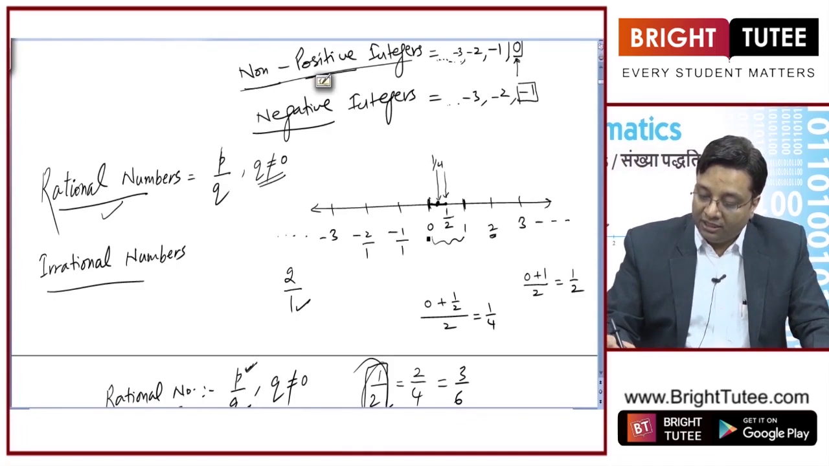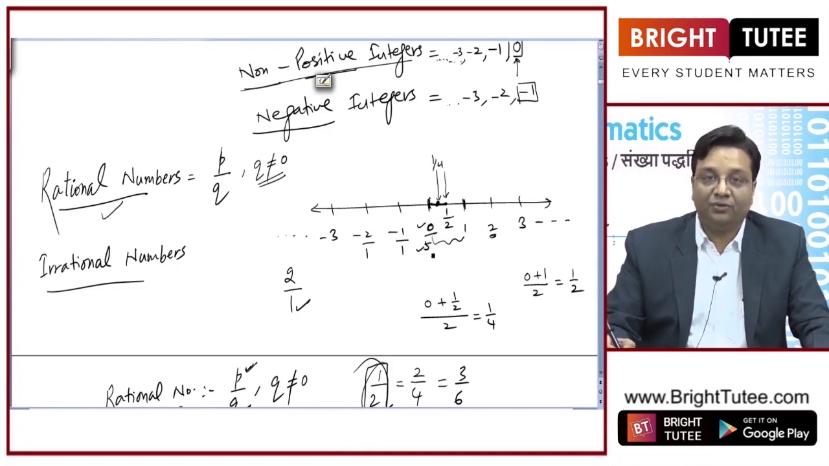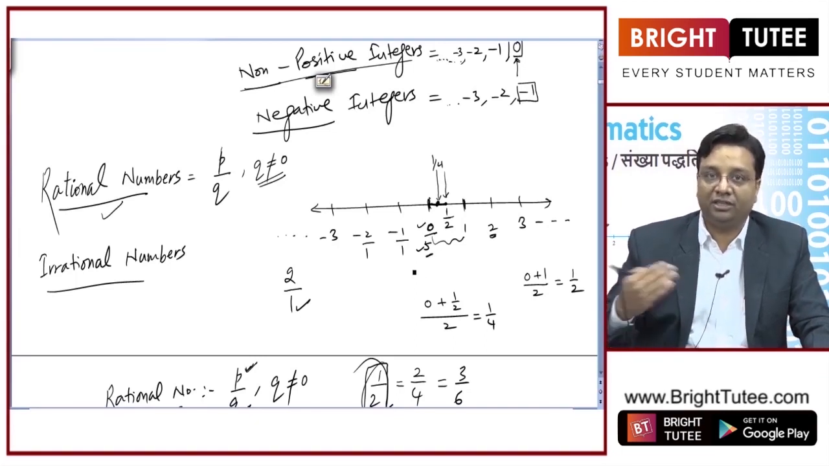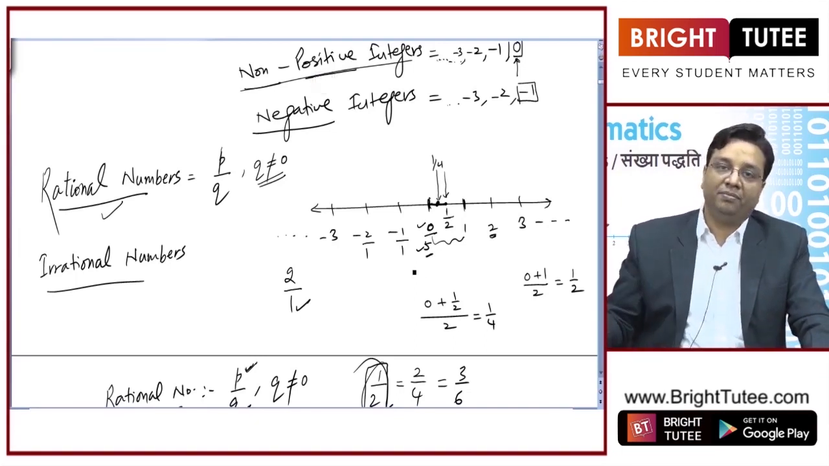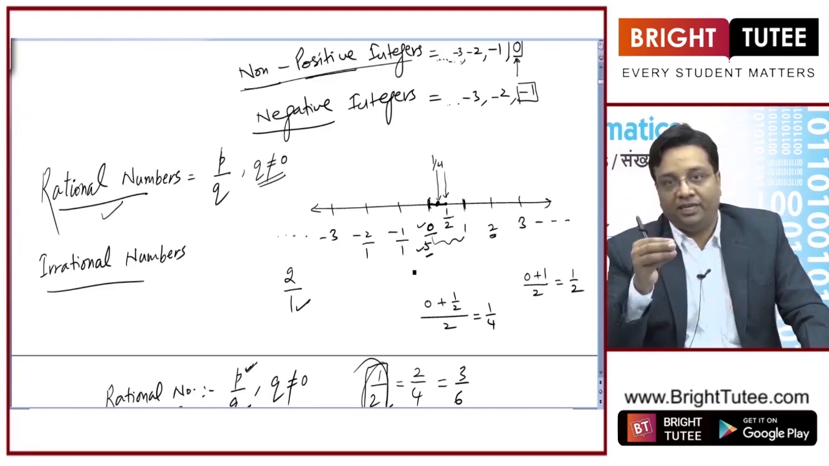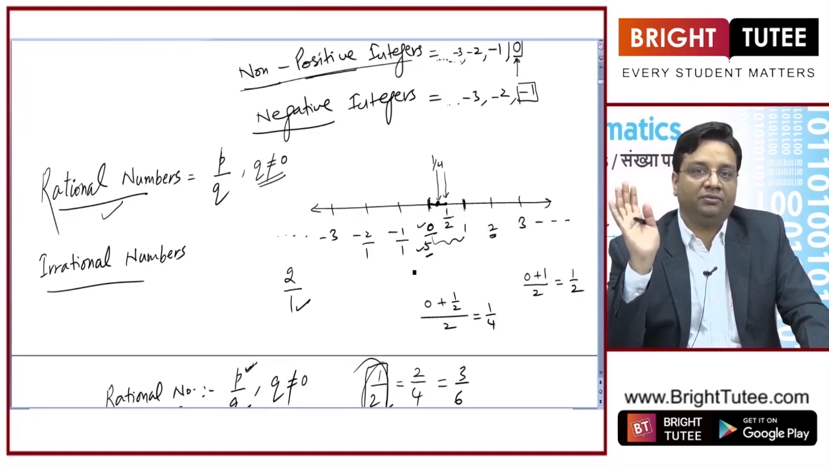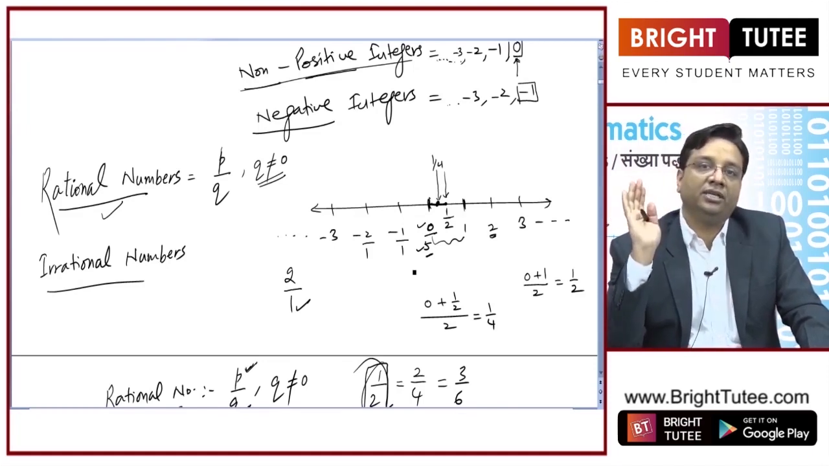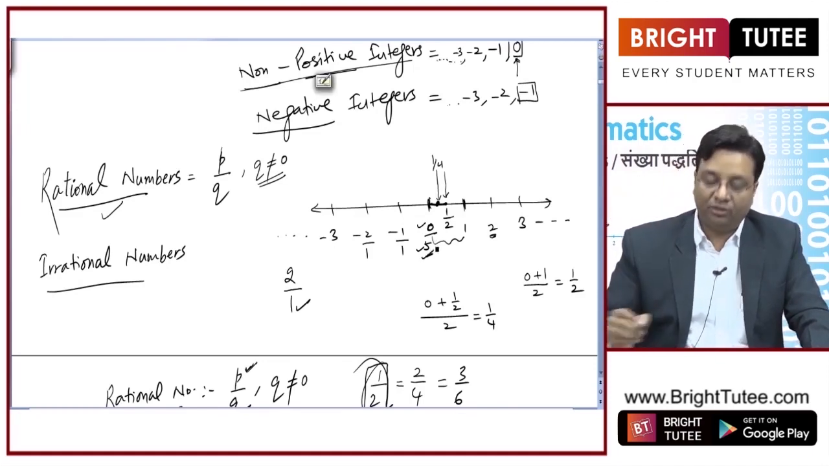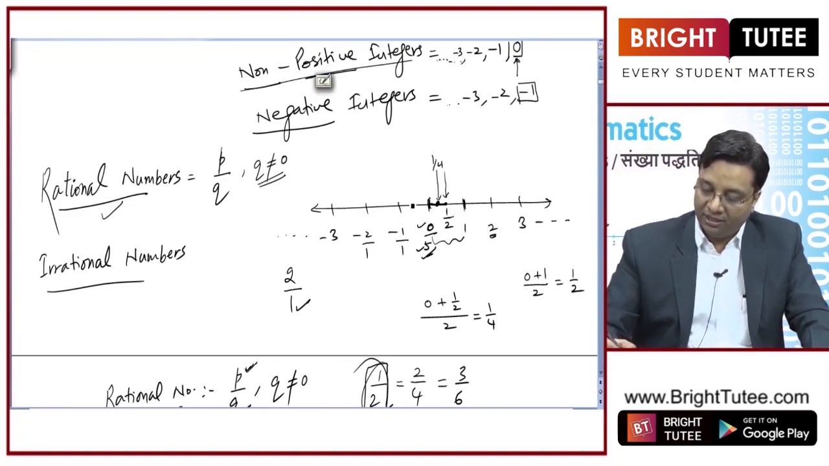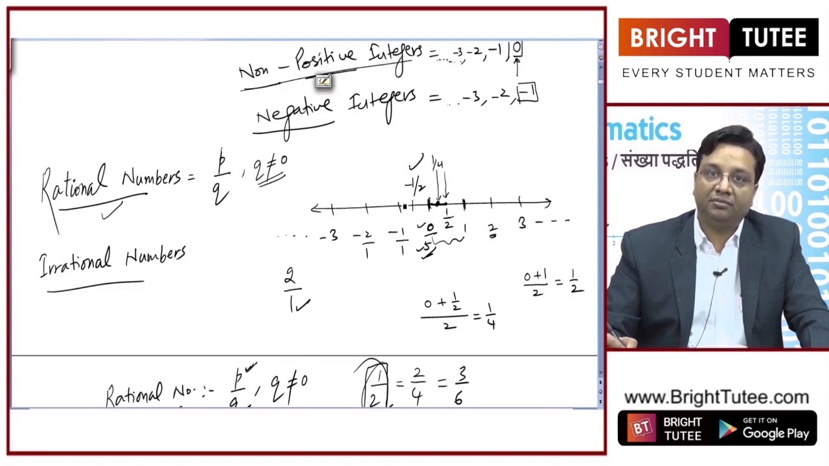What about 0? You can write 0 as 0 by 5, right? So p by q form, where q is not 0. Denominator should not be 0. Numerator may or may not be 0. Numerator may be 0, right? Even if it is not 0, we are okay. But denominator cannot be 0. So in this case, this is also a rational number. Between 0 and minus 1 you will have minus 1 by 2, which is a rational number.